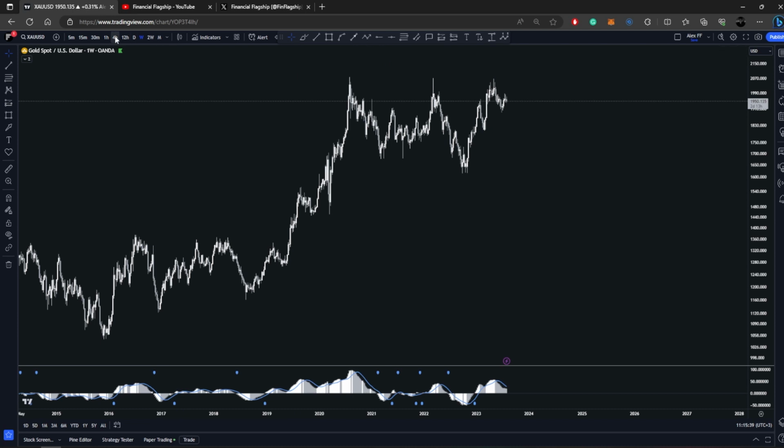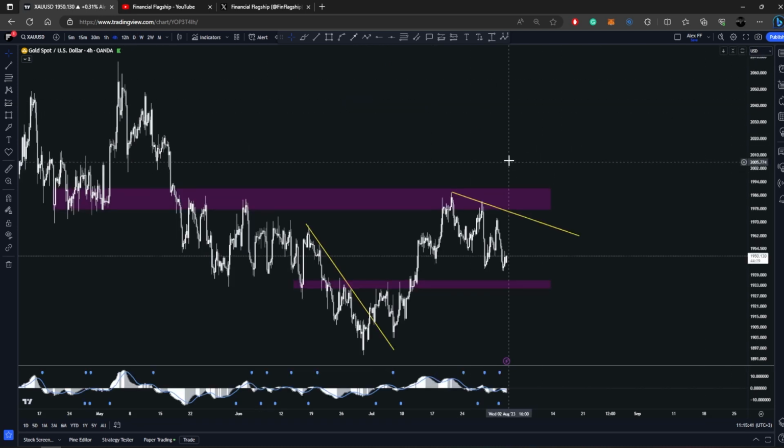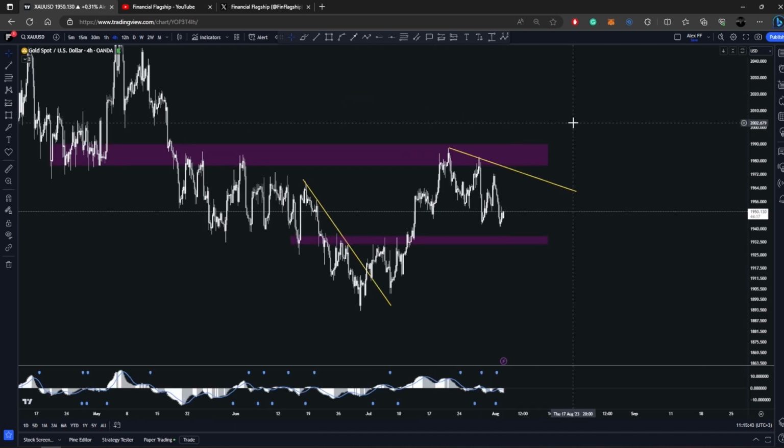Okay, so don't forget about your risk management. Very important to preserve your capital. Don't over risk and don't over trade inside here. Wait for these levels that I was talking about to be reached. Wait for your reaction and then go with your trade.